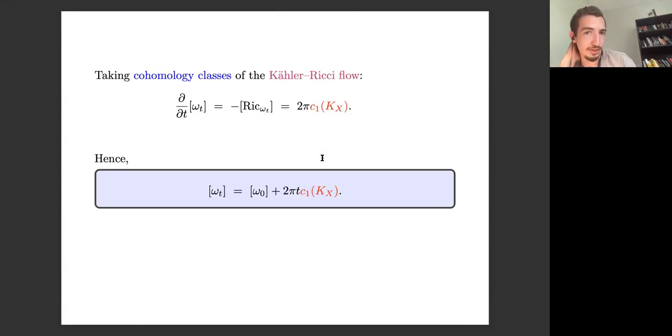And okay, well, let's look at the Ricci flow for a moment. So we take cohomology classes of both sides of the Kähler-Ricci flow, and we see that the Kähler class evolves in this way. But we know that the Ricci curvature represents 2 pi times the first Chern class of the anti-canonical bundle. So when I have a minus here, that will cancel with the dual. And so the cohomology class flows in the direction of the first Chern class. And so in particular, if we look just at the level of cohomology classes, the Kähler-Ricci flow is flowing linearly.